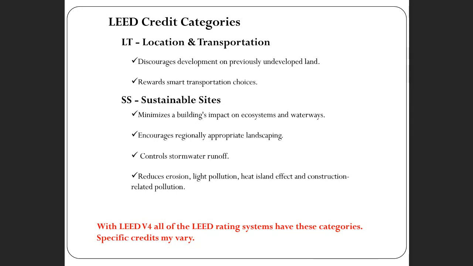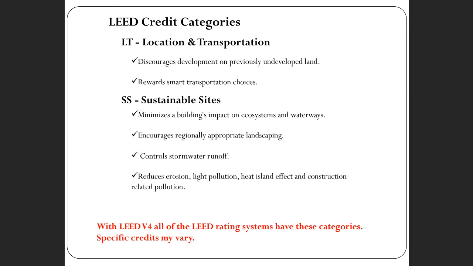We talked about this before, but we have elements of the LEED rating system organized into categories. Right? I'm an engineer. I always like things to be organized. So in the case of the LEED rating systems, all these rating systems have these same categories, but the specifics within that category, the specific credits, will vary depending on the specific rating system we're talking about.